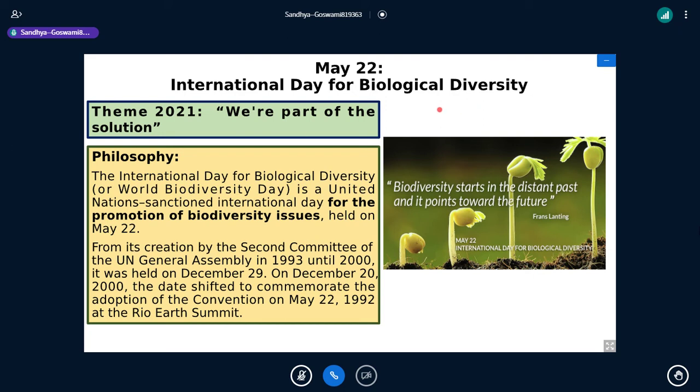So that diversity issues can be promoted. People should talk about what the diversity issues, biological diversity issues, are. For that, this day is being celebrated, and International Day of Biological Diversity can also be named World Biodiversity Day. Okay, and what was the theme of the 21st?